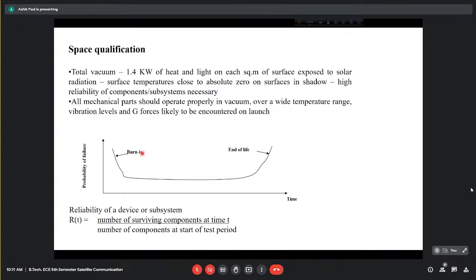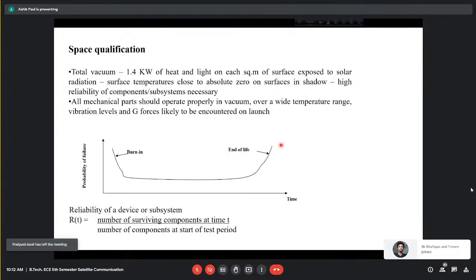Okay, the burn-in period. Then, once the device or the subsystem passes that period, over the lifetime of that particular device, it has a nearly uniform probability of failure. And then at the end of its lifetime, because of aging and other related factors, once again the probability of failure increases. So this is something which we expect at the end of life of a particular device or component.